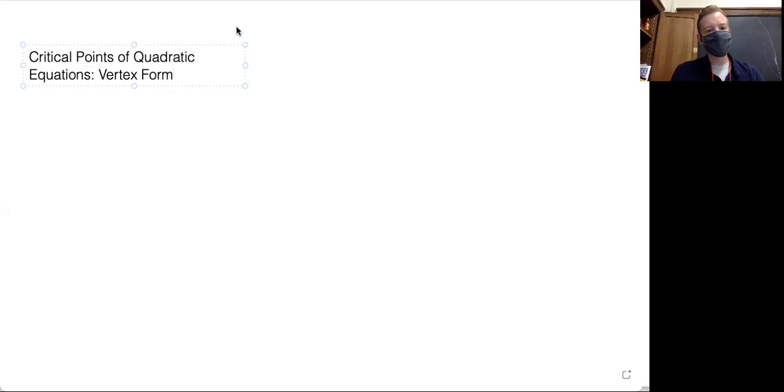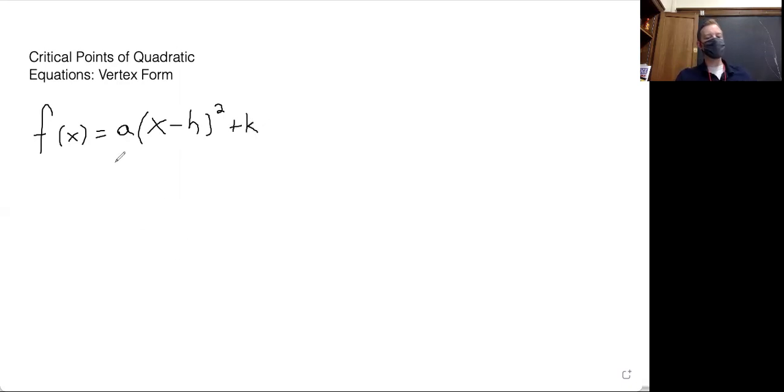So just as a reminder, this is what vertex form looks like. We always have our f of x equals a times (x minus h) in parentheses squared plus k. Now, obviously, when we actually see problems, the a, h, and k are going to potentially be numbers. They could be 0, in which case they wouldn't show up. But we will have numbers plugged in for each of these.